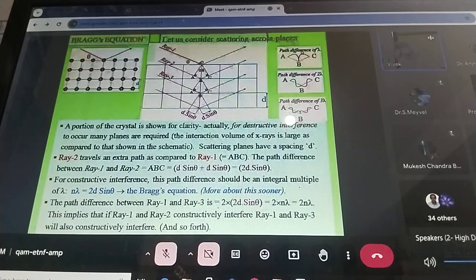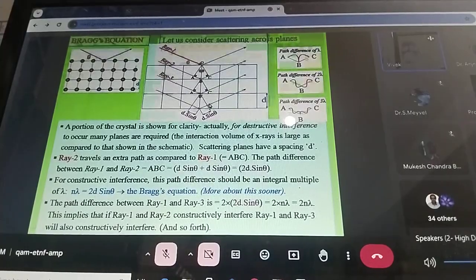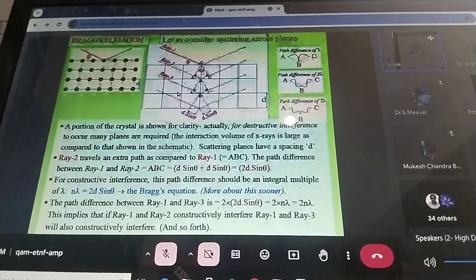It is not only 1 0 0, 2 0 0, 3 0 0, 4 0 0. A plane can be 1 2 3, 1 3 8. It can be in every direction. The interacting volume of the X-ray is large compared to that shown in the schematic. It is just a picture. Scattering planes have a spacing d. We have shown that the interplanar spacing is d between plane 1 and plane 2. Now ray 2 travels an extra path as compared to ray 1.